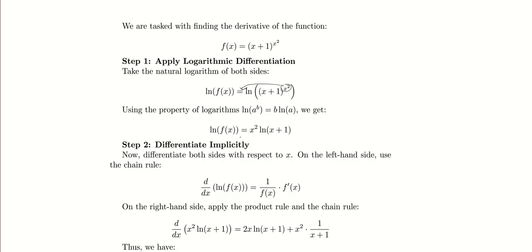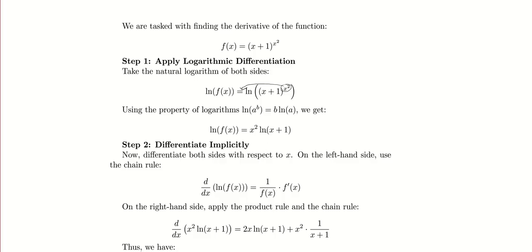Now let's take the derivative. To take the derivative of both sides, we have to apply implicit differentiation. So remember that f of x depends on x. So when I take the derivative of the natural log of f of x, that's going to be 1 over the function times the derivative of the function. So that's this right here.